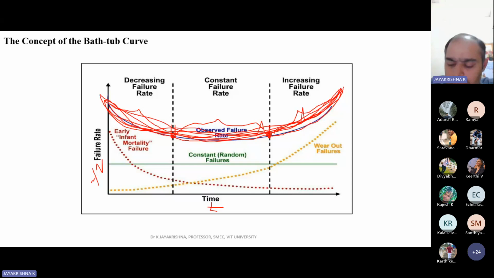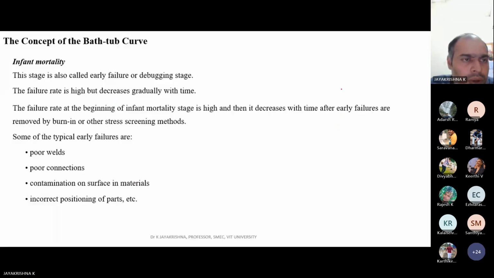Yes, sir. And this is common for almost all products. Okay. So in infant mortality, this is what we have discussed. The failure rate is more, and it gradually decreases with time. Why can this happen? Because when you buy a machine, the welding can be poor, the connections can be poor, the contamination of surface in materials can be poor, or the polishing may not be proper. So there are many reasons for a product to fail initially when it is released to the market. So that's why people always say, don't buy the product immediately when it is released in the market.